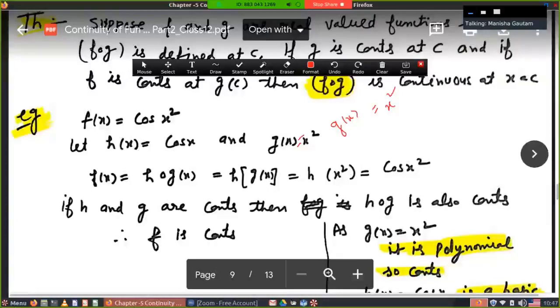h and g are continuous functions. Why are these continuous? h is a trigonometric function, and g is a polynomial. Both are continuous functions, so their composite function is also a continuous function. h of g will also be a continuous function. So the given function f is continuous.